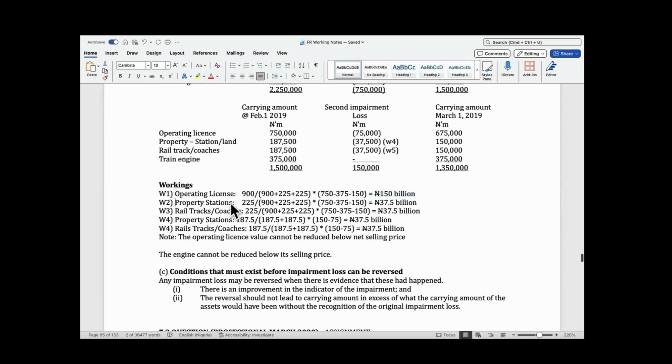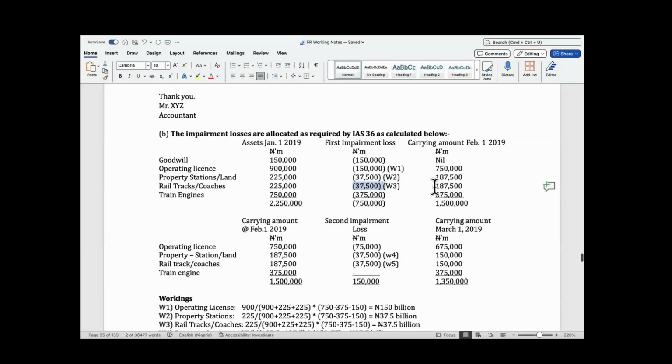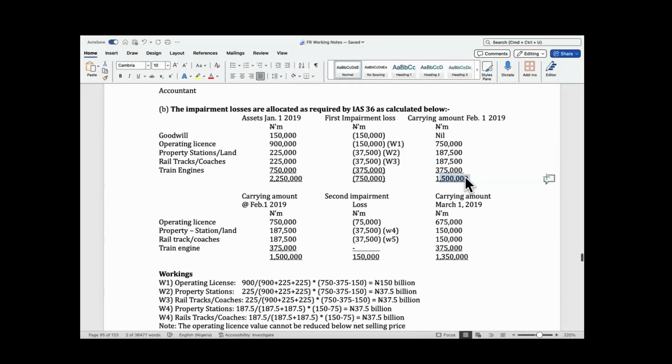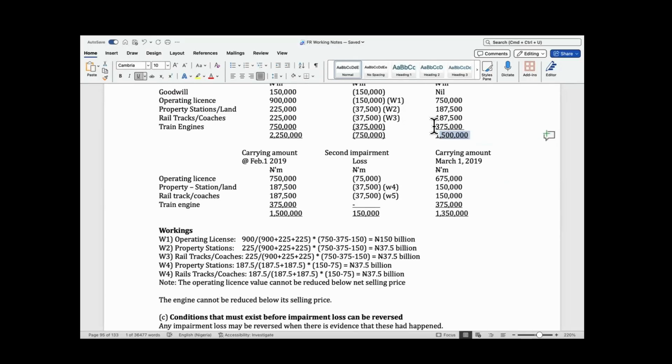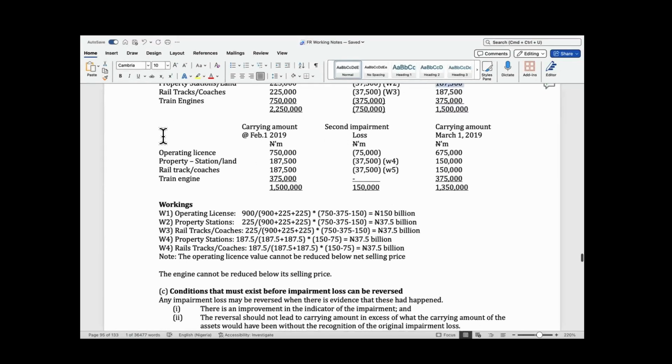The same thing for the property stations and road tracks. Then I input all the figures here. So when I take away this impairment loss, it gives me the carrying amount. So when I sum all together, I have the new value. So I've allocated my impairment loss in 2019, in February 2019. In March 2019, all these new values, new carrying amounts, I bring them forward.